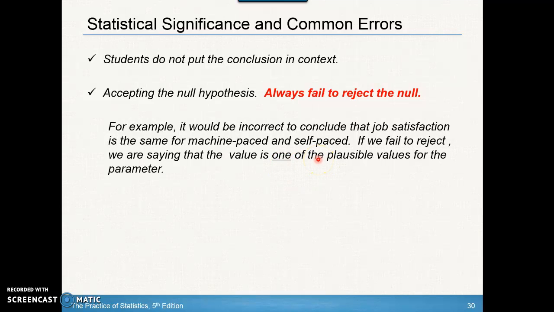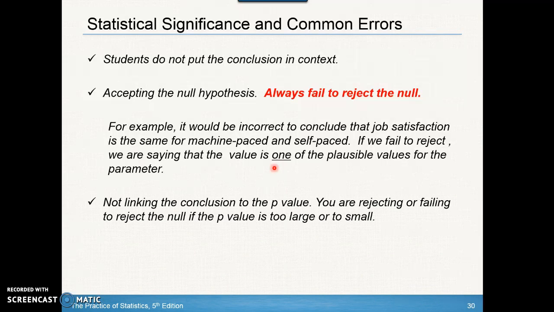So basically, we have this curve. We're assuming that the null value is true, is 80% or whatever. If we fail to reject the null, think about it in terms of a confidence interval. We're saying that the statistic that we got is actually a plausible value that could be the parameter. We're failing to reject the null, so we can't say that it's something different than what the null actually could be. So just be careful with that wording.